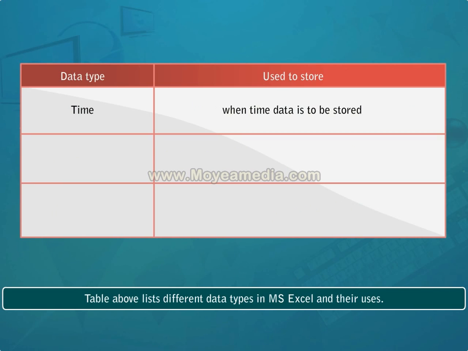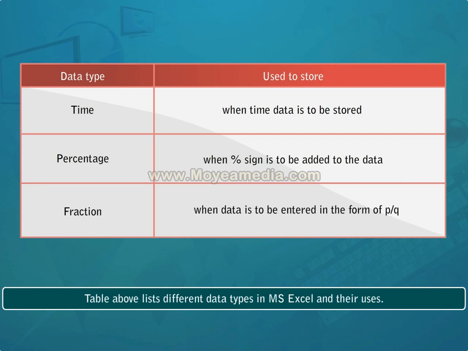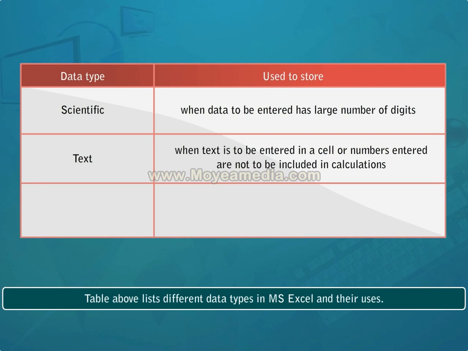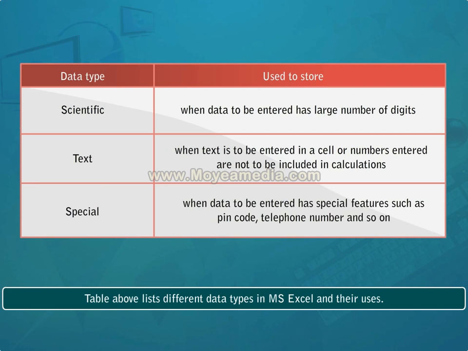Time. When time data is to be stored. Percentage. When percentage sign is to be added to the data. Fraction. When data is to be entered in the form of P/Q. Scientific. When data is to be entered as large number of digits. Text. When text is to be entered in a cell or numbers entered are not to be included in calculations. Special. When data to be entered has special features such as PIN code, telephone number, and so on.